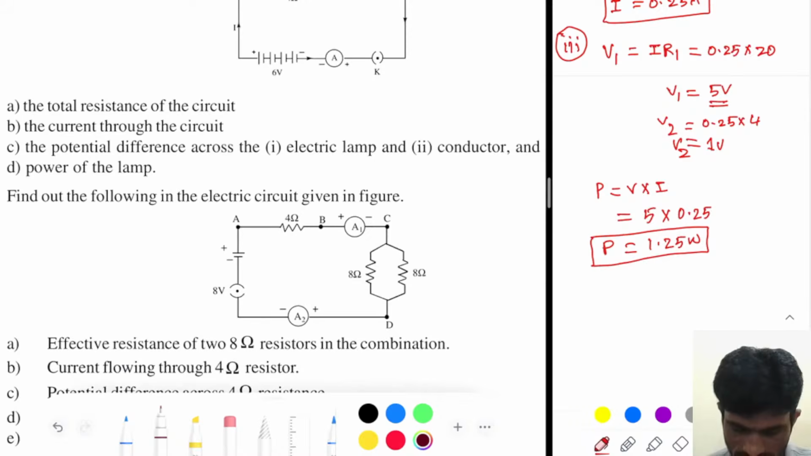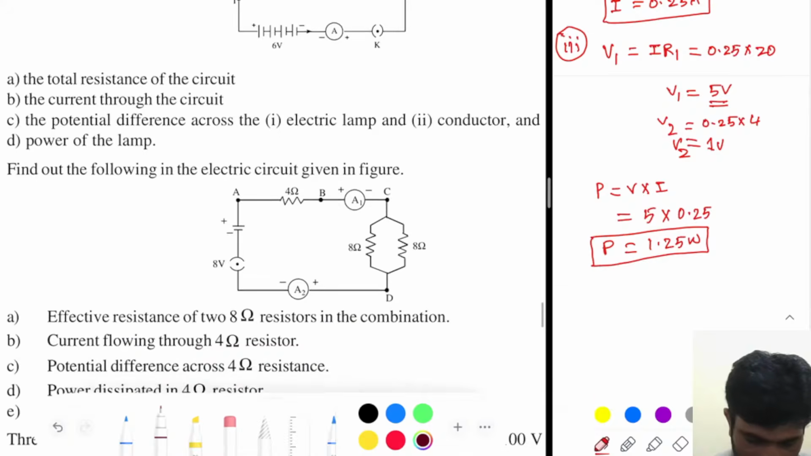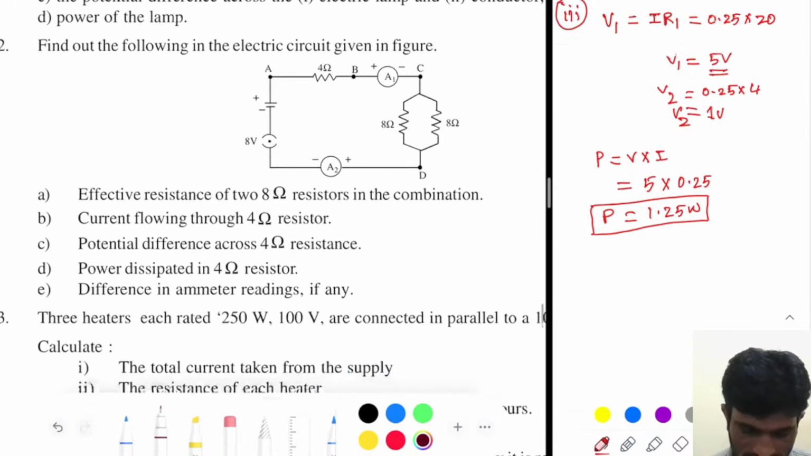Power is equal to voltage into current. So voltage is 5, current is 0.25. So power of the bulb is voltage into current. So that is the first case study question. Now let's see what is the second case study question in this.